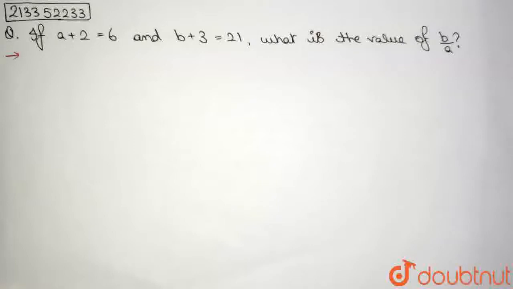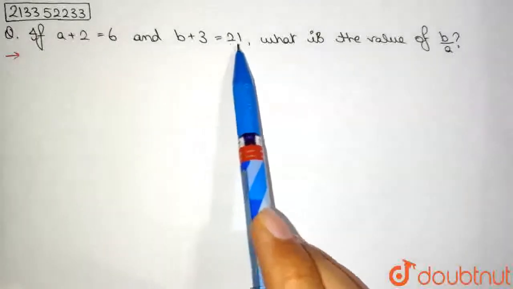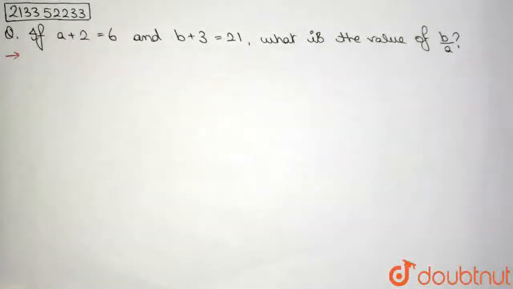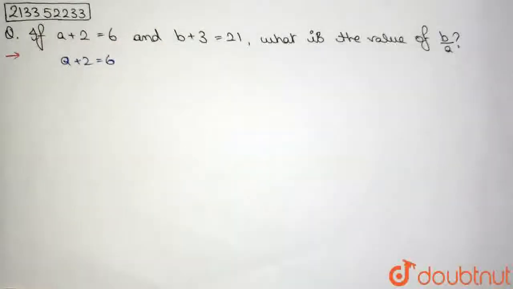Now, since this question involves two equations, that is a plus 2 equals 6 and b plus 3 equals 21, we are going to solve them individually to obtain the values of a and b. And then we are going to find out the value of b upon a. So first we are going to solve for the value of a. So we have a plus 2 is equal to 6, right?